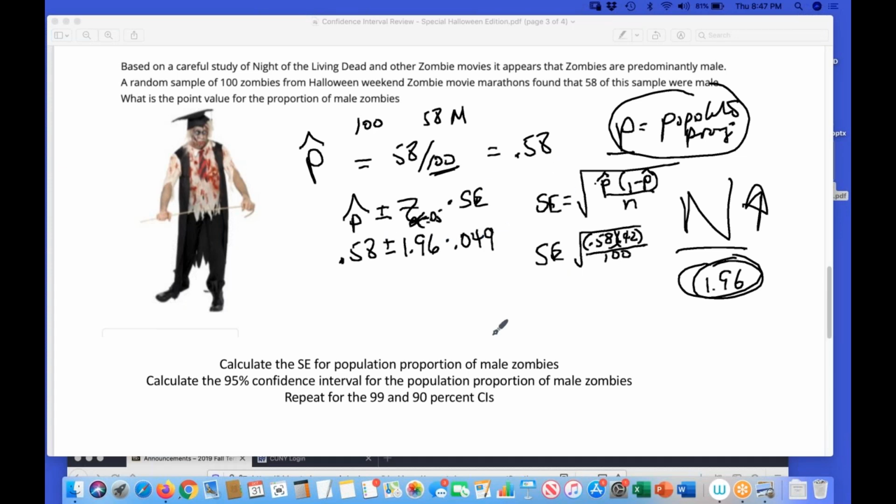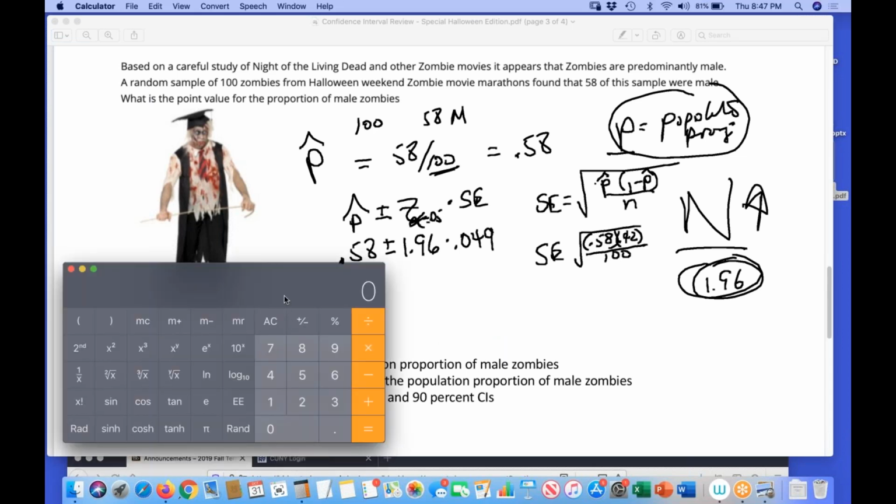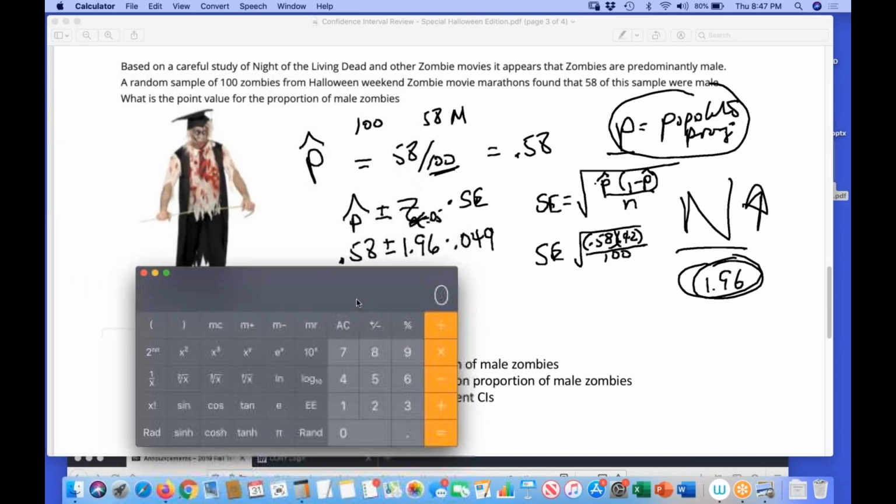Okay, so let me go back to my calculator. Oh, I should have left it up because then I wouldn't have to put this in again. I would have had the original number 0.04. Let me clear up memory before I... 0.049.